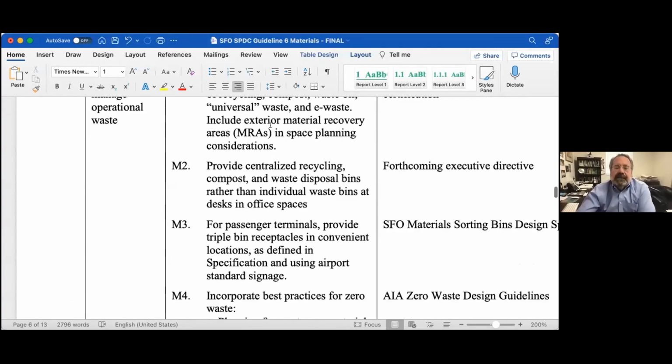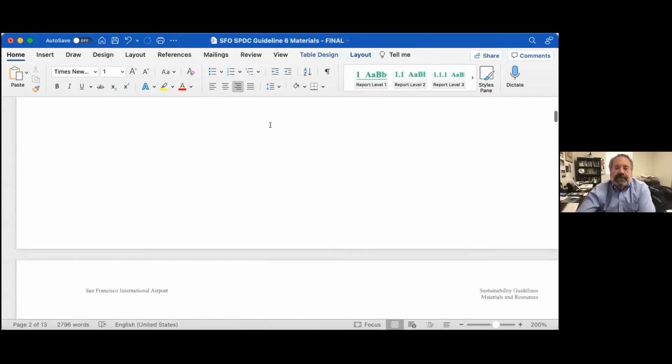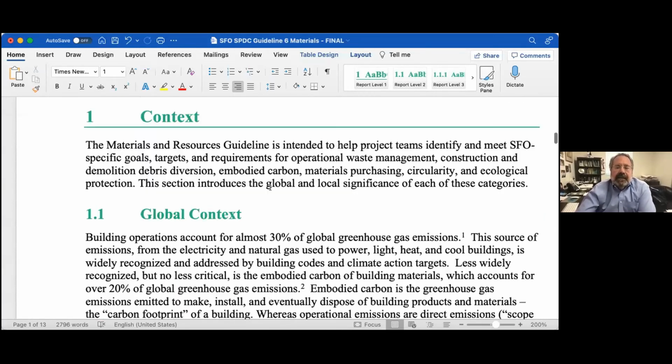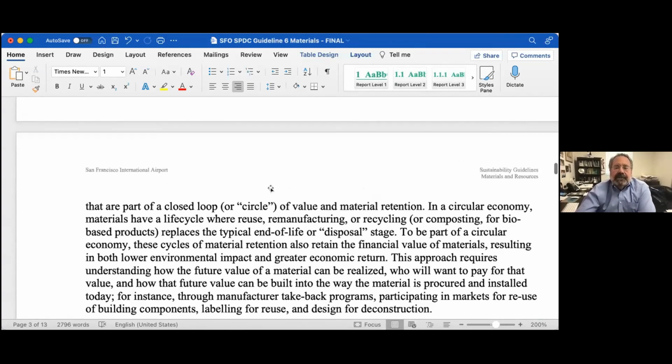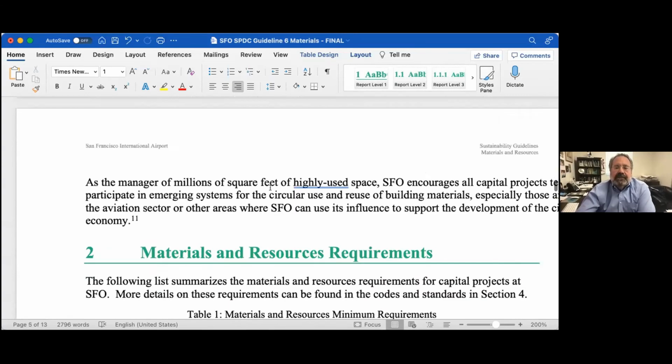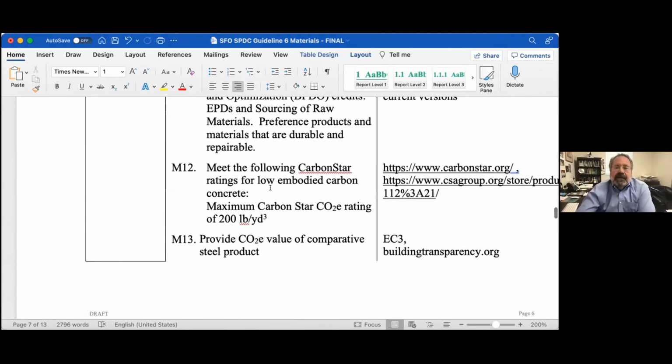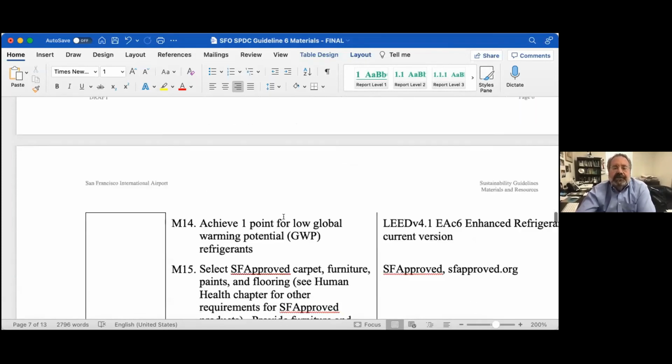This standard has now been adopted and is getting used in many places. For example, here we're looking at the San Francisco International Airport Sustainability Guidelines, and they cover many aspects of the sustainability and circular economy of the airport. And when it comes to looking at the concrete, it requires a CarbonStar rating of 200 pounds per cubic yard. Now, remember, a typical yard is more like 600 pounds. This is requiring it be cut by about 2/3.